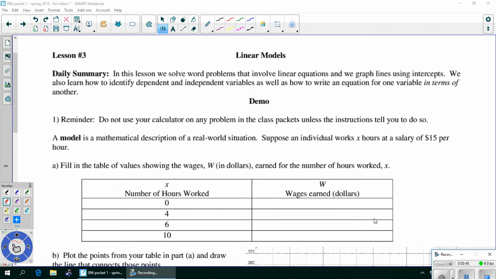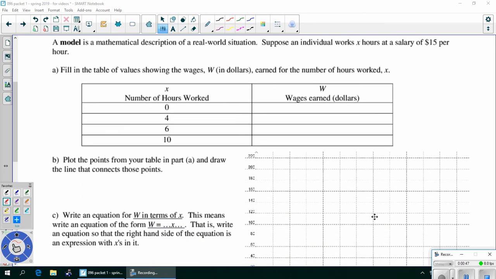Okay, let's give this a shot. So in the first row, if you work 0 hours, what are your wages? Well, sadly, $0. What about in the next row? If you work 4 hours, how do you calculate the wages? Well, we know it's $15 an hour and 4 hours, and hopefully we feel that multiplication is the right thing to do. And so we get $60 for our 4 hours of work.